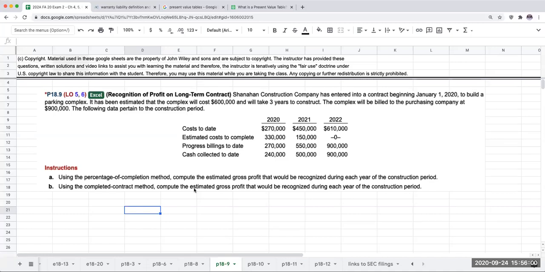So this is completed contract method, or one of my favorite questions to ask on exams. No hint, right? There you go.